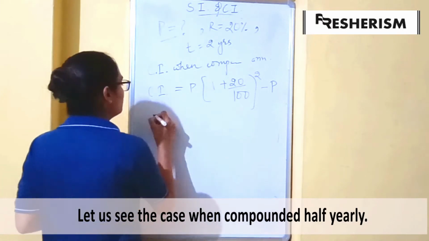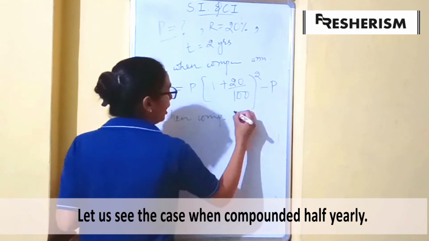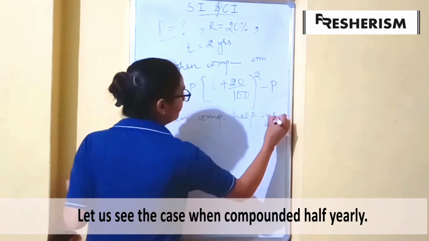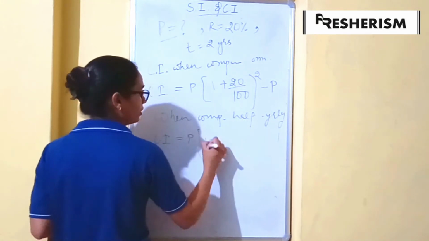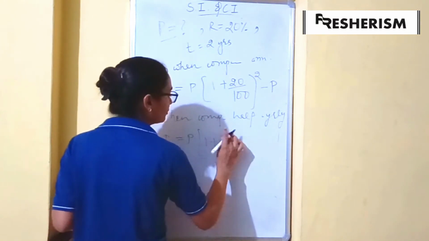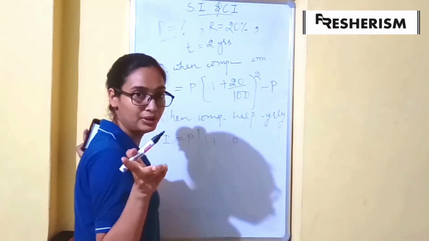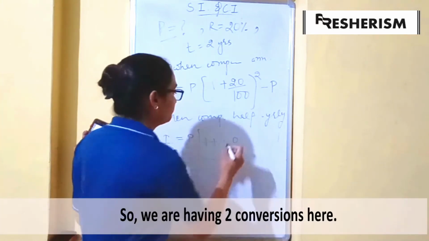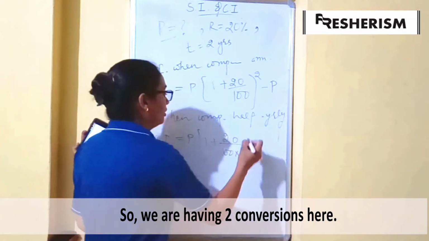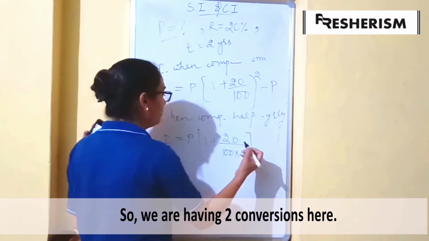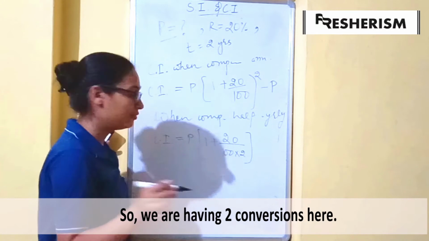And in the other case, that is when compounded half yearly, what will we have? We will have compound interest equals principal times 1 plus the rate R by K, that is 20 by 100 into 2 conversions, raised to the power. How many conversions will we be having per year?